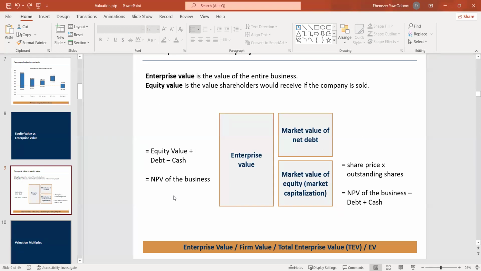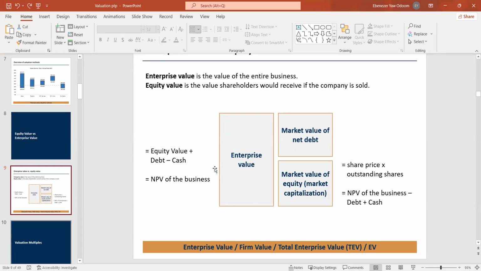Or one will also say that the enterprise value can be the net present value of every business, the net present value of its future cash flow. So typically, if you are calculating an enterprise value, you would want to use the market value of equity and the market value of debt of the company. Either you can do market value of equity plus net debt, or market value of equity plus debt minus cash, where net debt is debt minus cash.